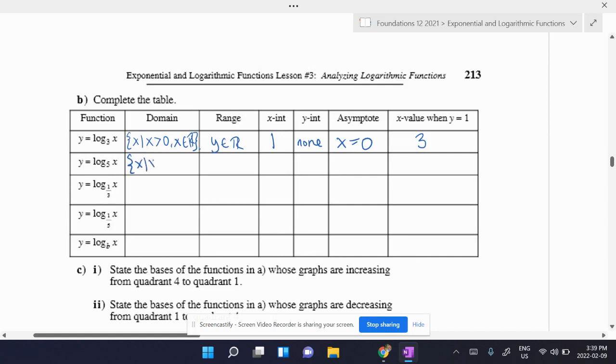X such that x is greater than 0. X is all real numbers. Y can be everything real. X-intercept still 1. Still have no y-intercept. Your asymptote is still 0. And y is equal to 5. Okay, let's move on to 1/3.